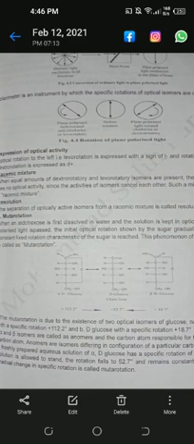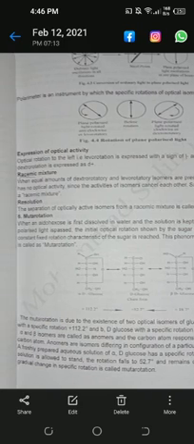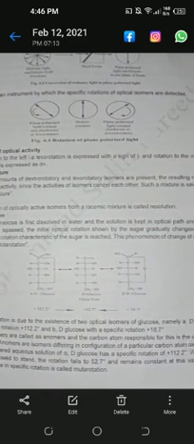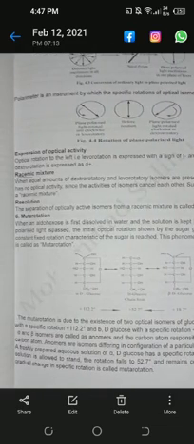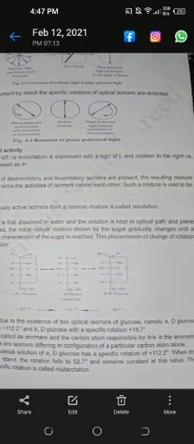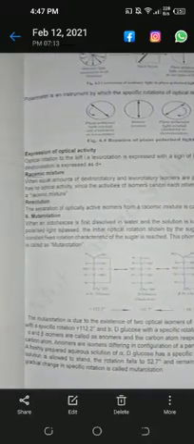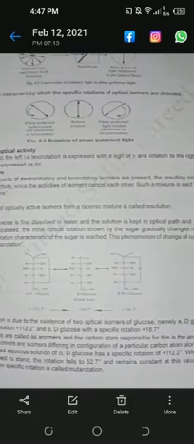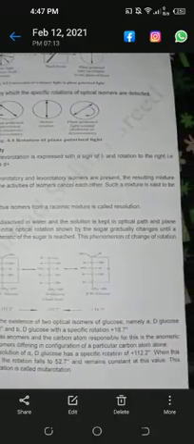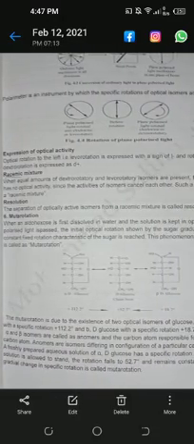Racemic mixture. When equal amounts of dextrorotatory and levorotatory isomers are present, the resulting mixture has no optical activity, since the activities of the isomers cancel each other. Such a mixture is said to be a racemic mixture. Resolution. The separation of optically active isomers from the racemic mixture is called resolution.